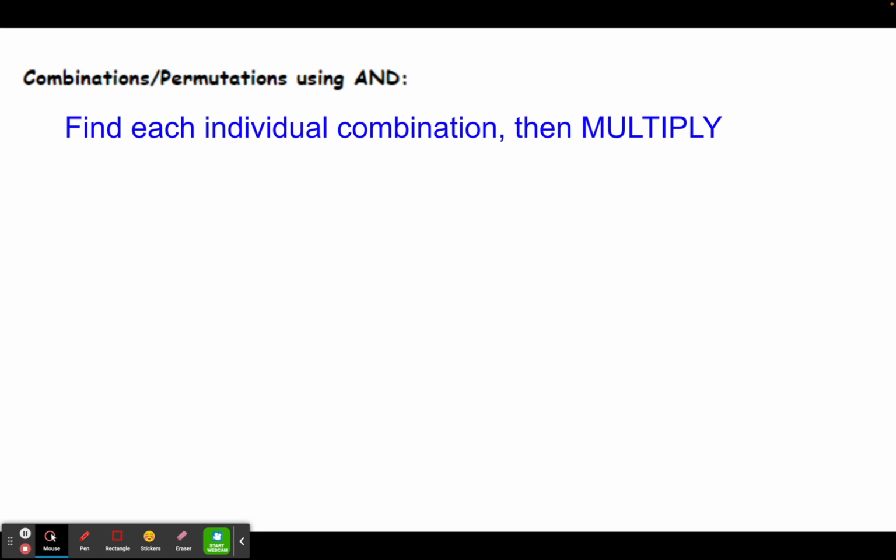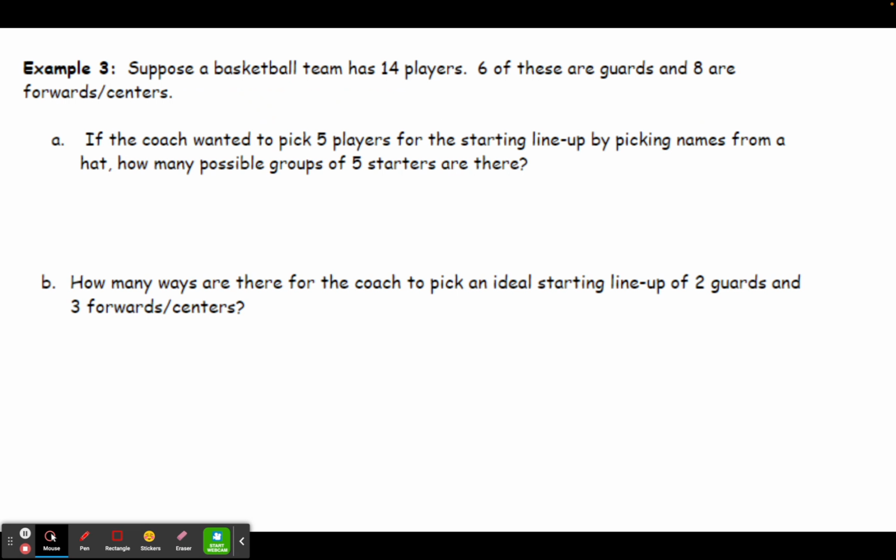Now, when you're putting together combinations or permutations using the word and, just like in probability, and refers to the operation of multiplication. So we're going to find each individual combination or permutation and then multiply the results together.